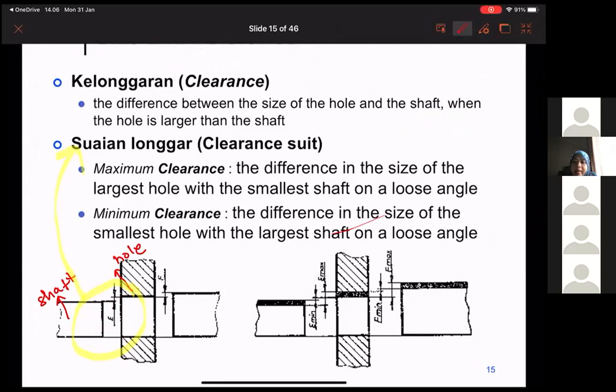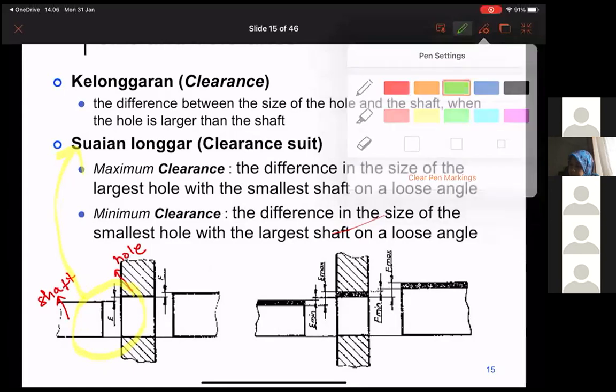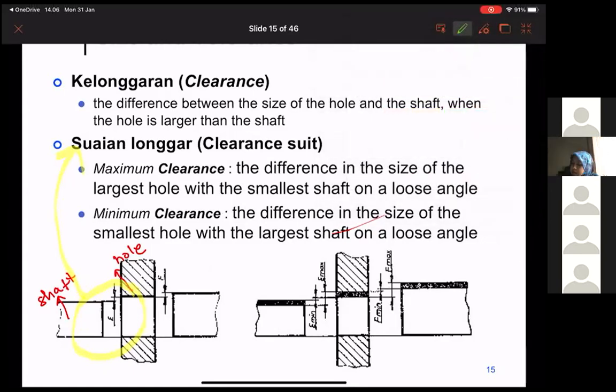Can I try? Yes, Aska? There's still an ample amount of space between the diameter of the shaft and the hole. That's why I think it's called a clearance fit. Yes, it's not a tight fit.